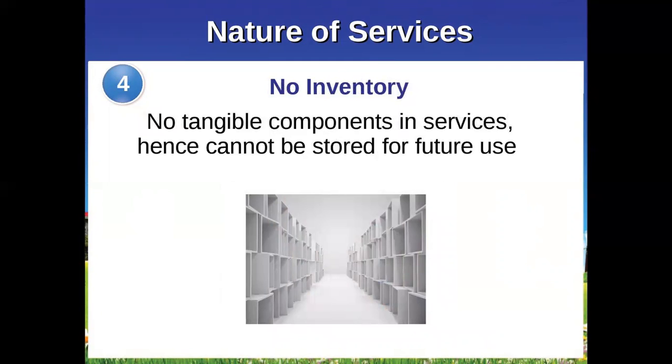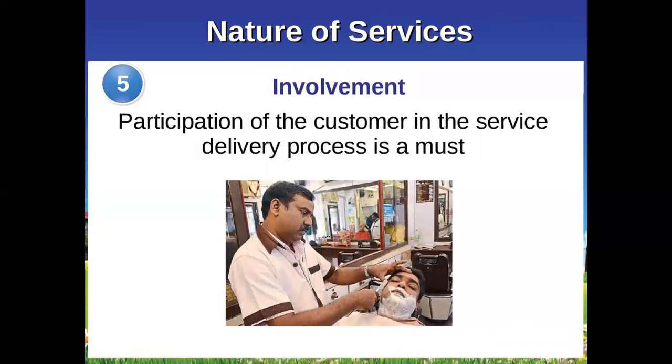Fourth is inventory-less. That means no tangible components in services, hence they cannot be stored for future use. In case of goods, those are stored in warehouses, but in case of services, there is no need to store them for future use. Fifth is involvement. Participation of the customer in the service delivery process is a must. Service provider and customer involvement has to be there. So these are the 5 I's of services. Hope it is clear.